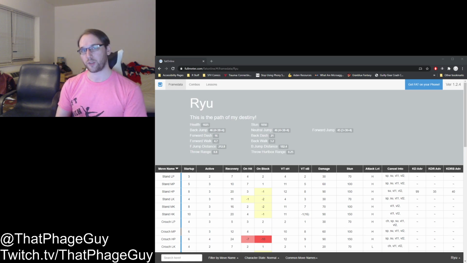So moving on from chain cancels into target combos. Target combos are similar in that there's normal attacks canceling into other normal attacks, but usually have very specific button sequences that have to be used, where you can't interchange one attack for another in most cases.